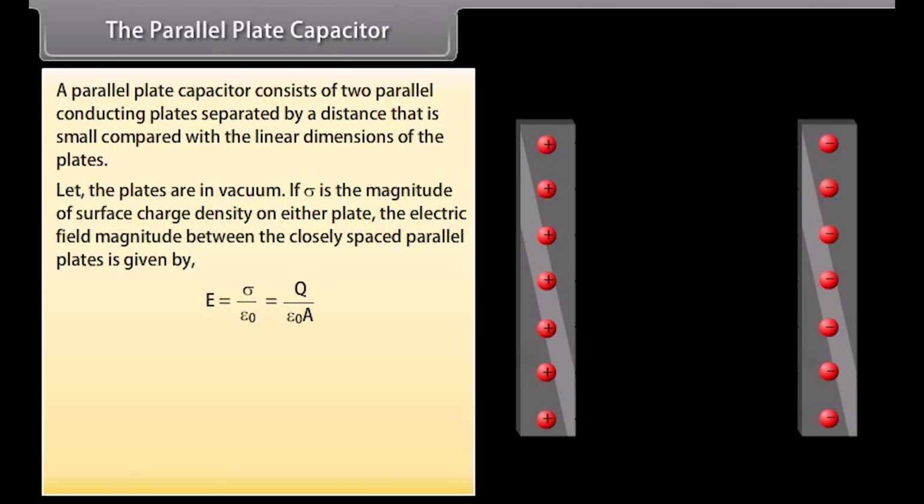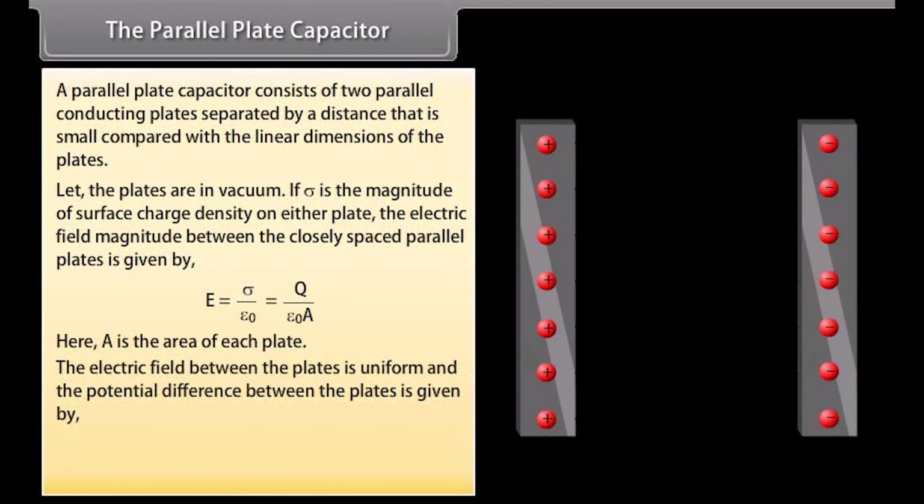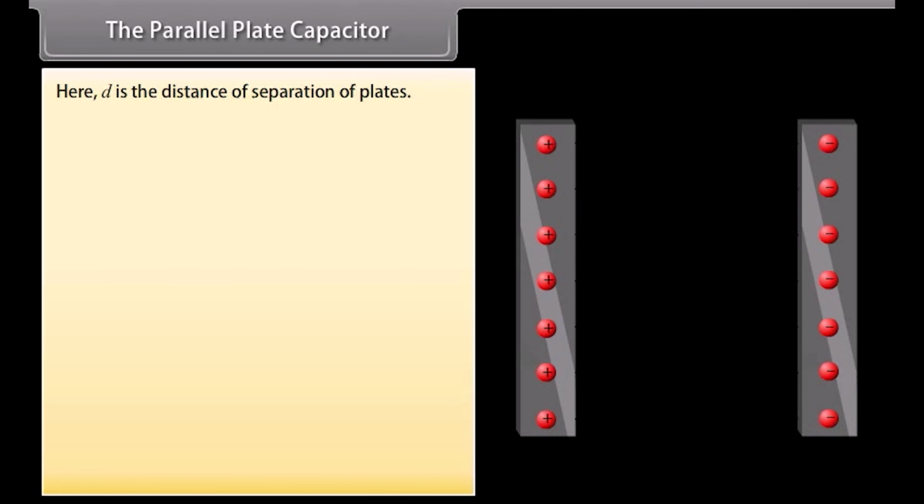But sigma is equal to Q by A. Put the value of sigma in the above equation. We get E is equal to Q divided by epsilon naught A. Here, A is the area of each plate. The electric field between the plates is uniform and the potential difference between the plates is given by E D, which is equal to Q D upon epsilon naught A. Here, D is the distance of separation of plates.